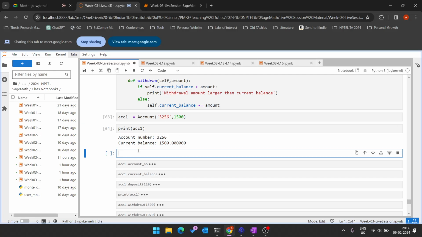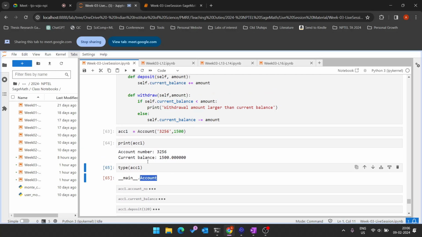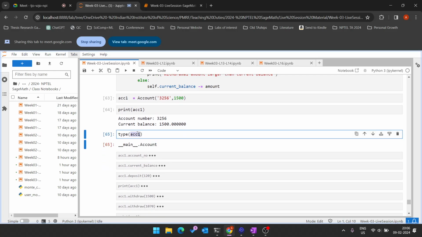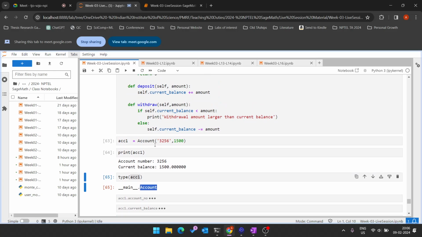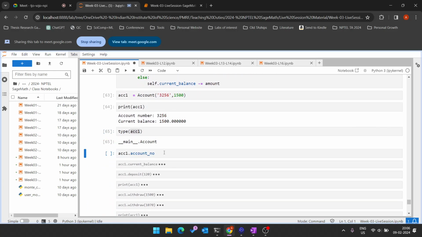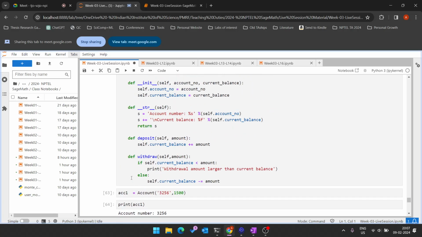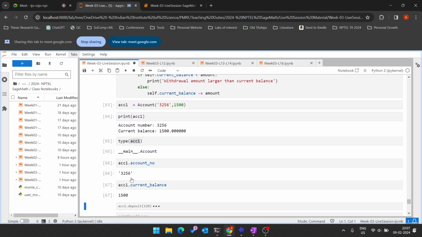If I do print the type of this account number, right, it's saying that the object ACC1 belongs to the class account. If I look at its attributes, account dot account number, they are 3256, which is a string you can see here, and account dot current balance, which is 1500. Okay, so far so good.